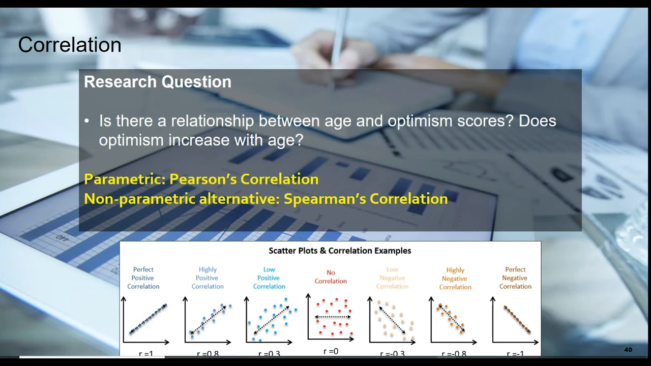So the research question in correlation can be like this. Is there a relationship between age and optimism scores? Or does optimism increase with age? If your data is normally distributed, you can go for Pearson correlation, what we call a parametric test. But the equivalent non-parametric test of Pearson correlation is Spearman correlation. So you need to check the kurtosis and skewness before you run your correlation.